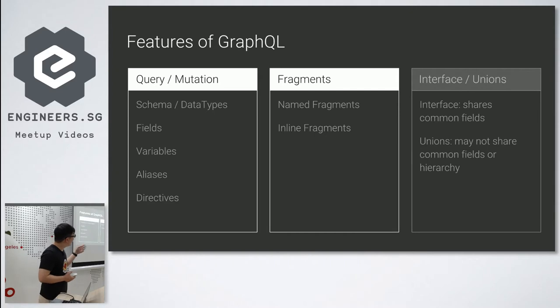Interfaces means that you're trying to query for a return object type that shares common fields. So I want to define such that I could return a student. A student could have a GitHub account embedded into the JSON, or a student could have a Facebook account embedded in the student object. Or I could have unions that do not share common fields or hierarchy. So I say I want to know the presenter of today's meetup. It could be a developer, it could be a chef, it could be anyone.